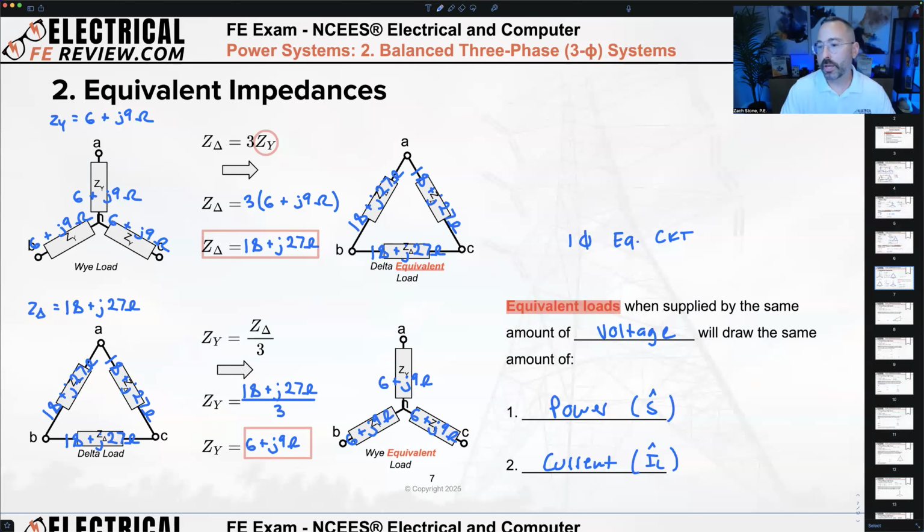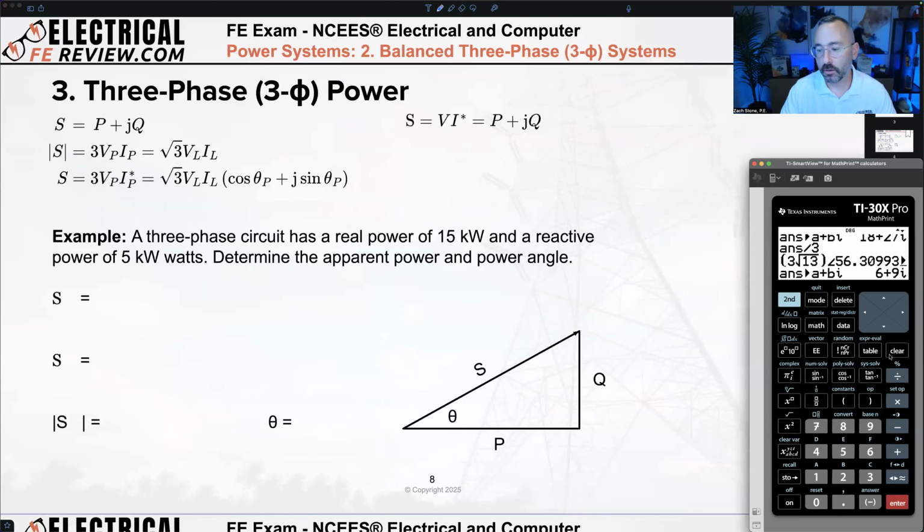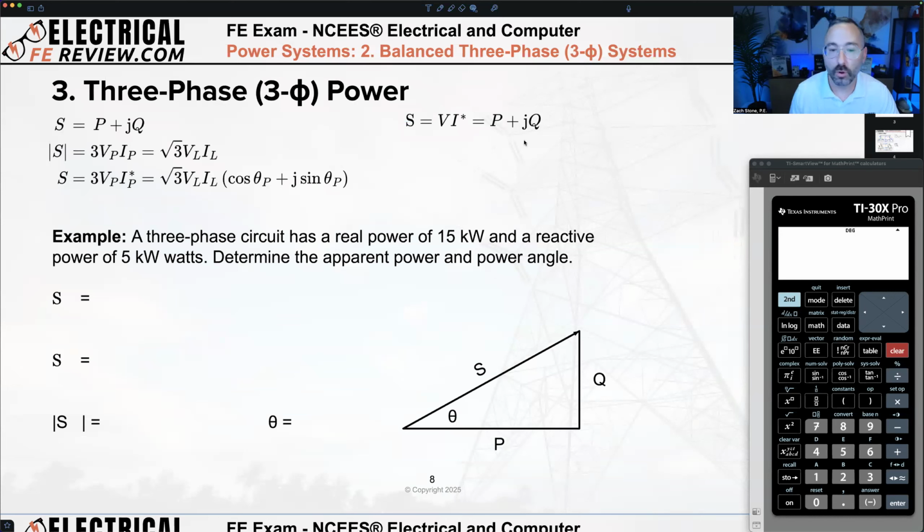All right, coming up, we're going to look at our three-phase power formulas, similar to the ones we learned last week. Last week we looked at S equals V times I conjugate equals P plus jQ. Really important: this formula right here is only for what? This formula is only for single phase. So we're going to look at the three-phase versions of this formula on the left.